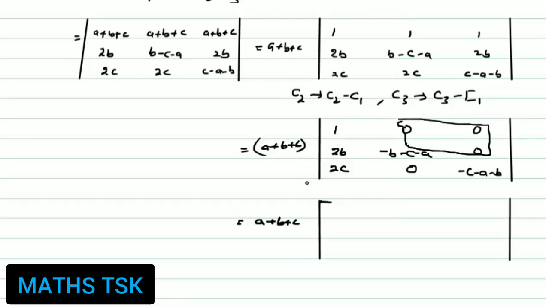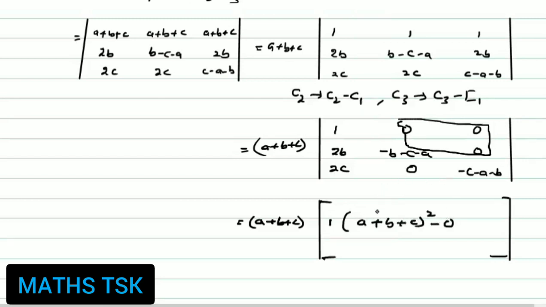It is a triangular matrix. I can write the determinant directly as the product of the diagonal elements. Directly you can write the determinant value as 1 into these two things. When you multiply, you will get (a + b + c) whole square, minus 0. Everything else is 0. So the answer is (a + b + c) whole cube.